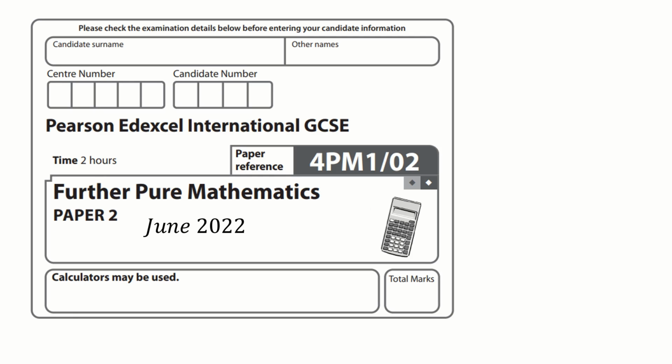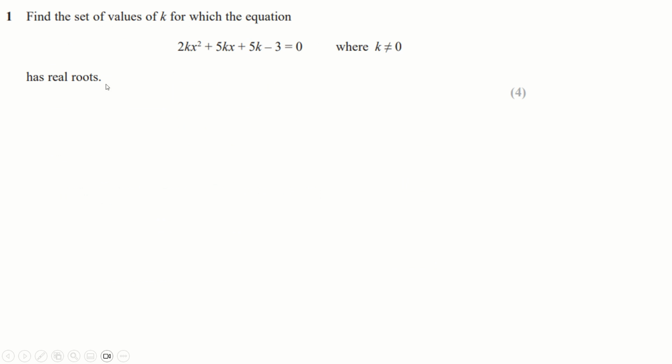This is the Pearson Edexcel Further Pure Math IGCSE June 2022 paper 2. Let's just go straight into it. So real roots means b squared minus 4ac is greater or equal to 0. Well, b is 5k, a is 2k, and c is 5k minus 3.